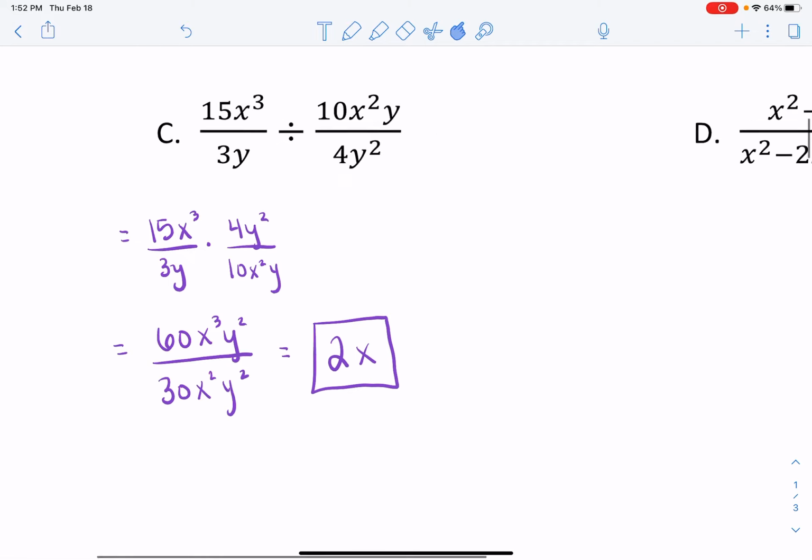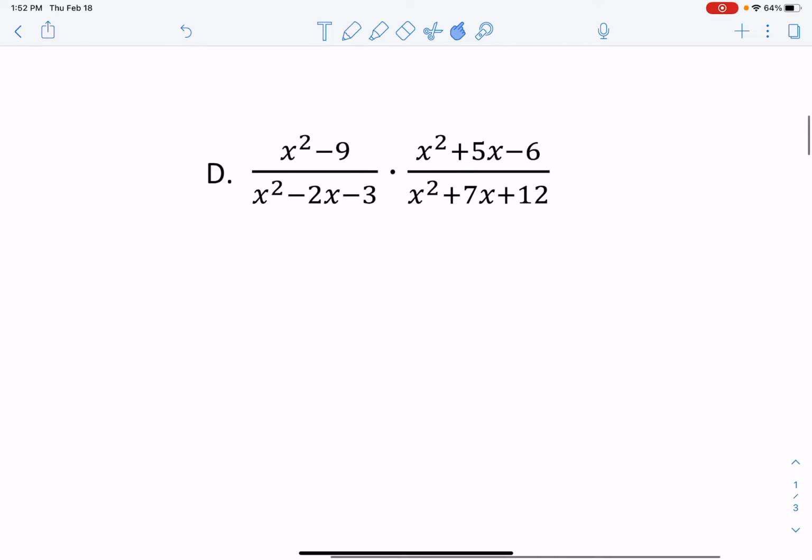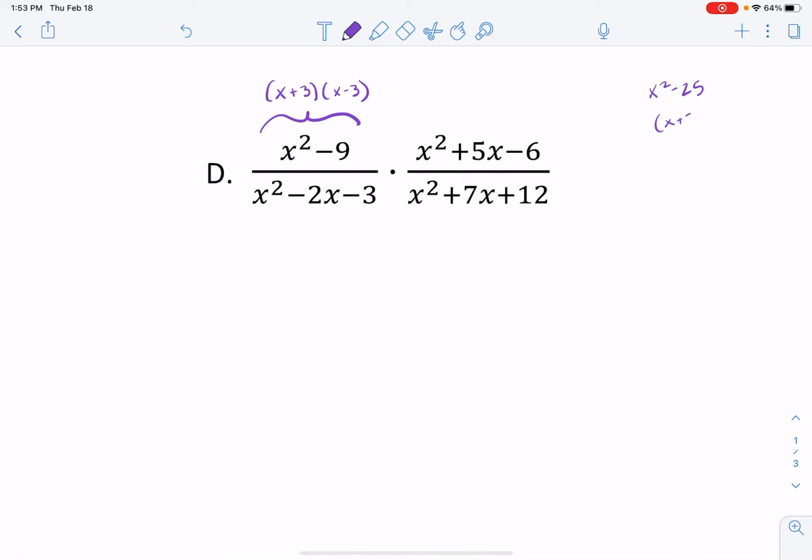All right, so part D, there's a lot of factoring here, but these are a little bit easier, right? So I'm just going to split them up like this. We've talked about how if there's a subtraction sign and a perfect square, it's just going to be x plus 3, x minus 3. For example, if it was x squared minus 25, there's a minus and a perfect square, that's just x plus 5, x minus 5. If it's x squared minus 16, that's x plus 4, x minus 4. That works with the perfect squares. It's kind of a nice little trick just to be able to see it.